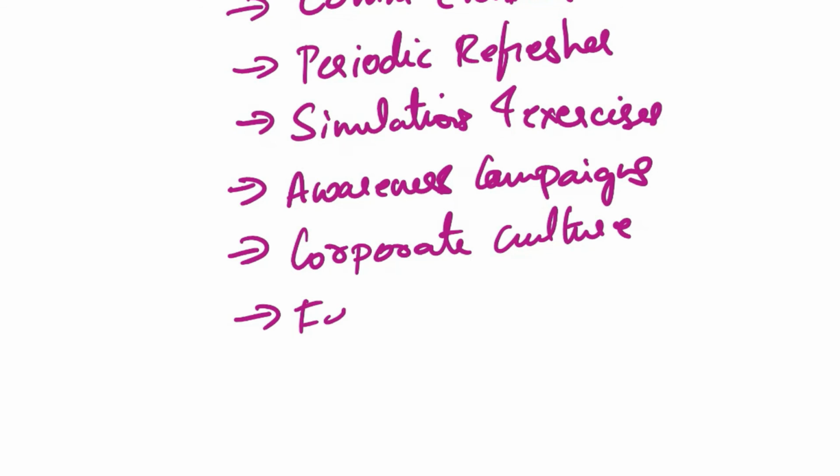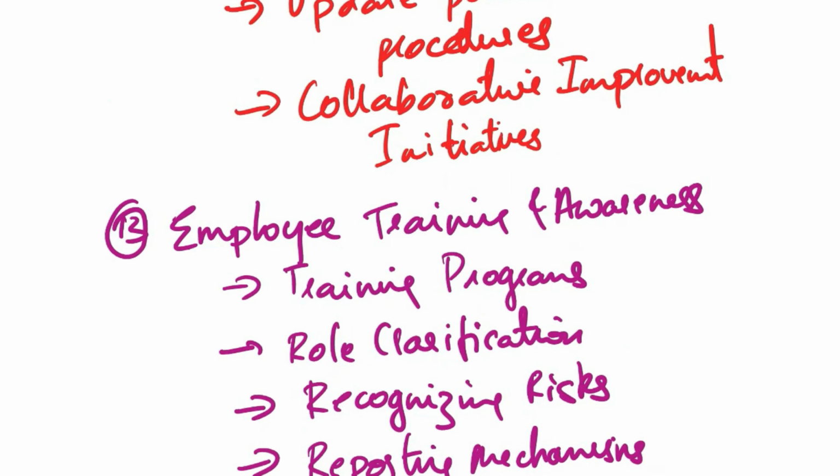Next, establish feedback mechanisms to gather input from employees on the effectiveness of training programs and the overall awareness initiatives. Use this feedback to continuously improve and tailor training content. So, employee training and awareness are crucial components of a successful TPRM program. By ensuring that employees are well informed and equipped to contribute to the identification and mitigation of third party risks, organizations can significantly enhance their overall risk management posture.